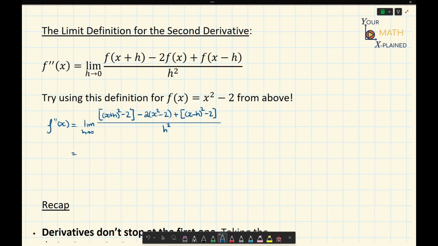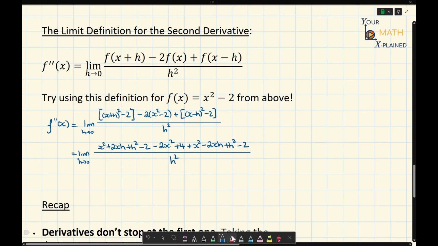So now we just need to go ahead and expand the brackets on top. So we end up with x squared plus 2xh plus h squared minus 2. That's the first bracket. The second one, once we distribute our negative, is going to be minus 2x squared plus 4. And then the third bracket is going to be x squared minus 2xh plus h squared minus 2. Okay, and then this is over h squared.